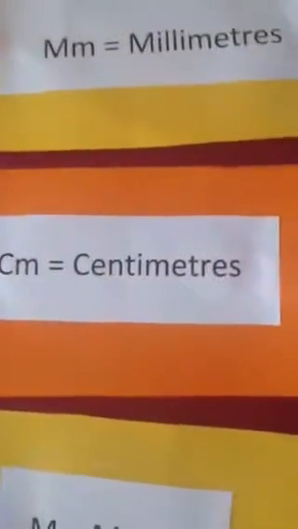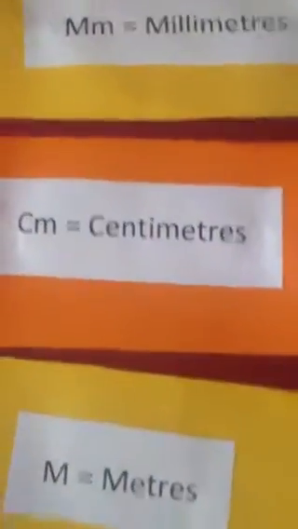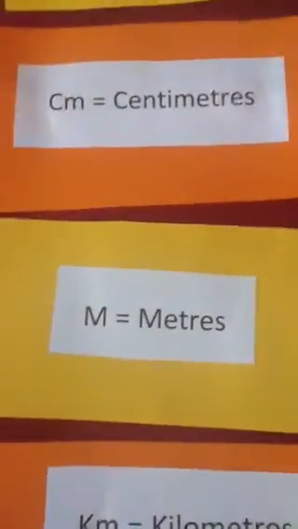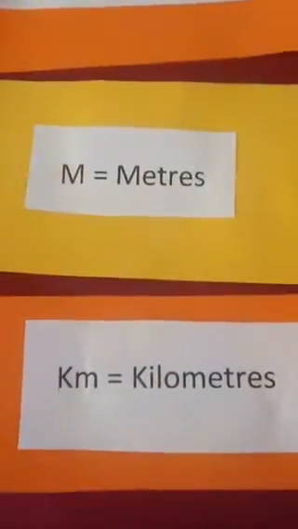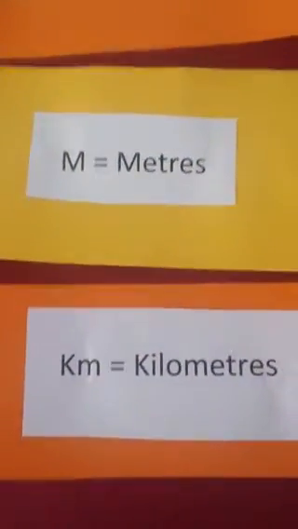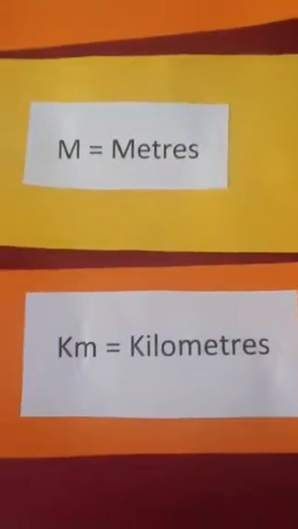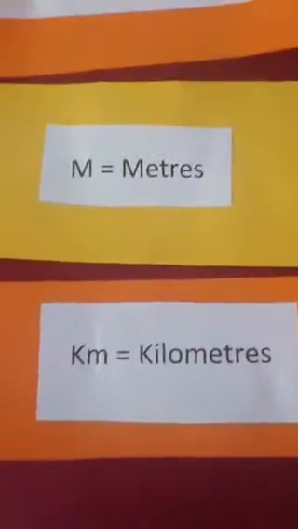A centimetre, 1 centimetre, is equal to 10 millimetres. 1 metre is equal to 100 centimetres. A kilometre is equal to 1,000 metres. When we look at measuring using these units, we have to think about what's appropriate.